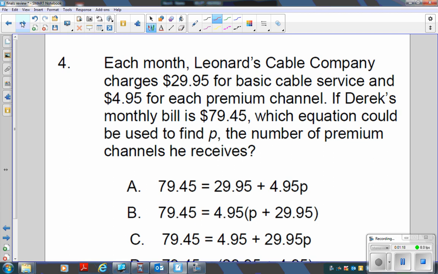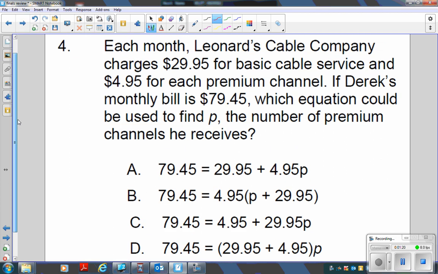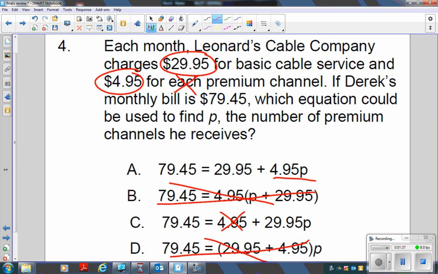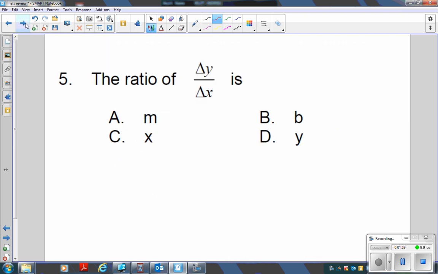Each month, okay, here we go. So this is pretty easy. They charge $29.95 for basic service and $4.95 each. So $4.95 gets the letter X. The answer is A.